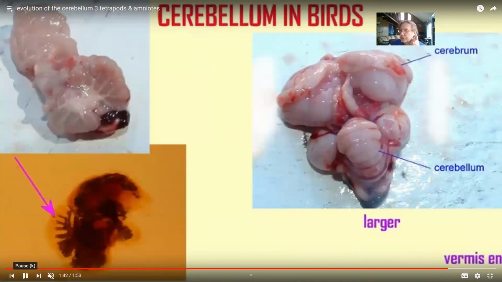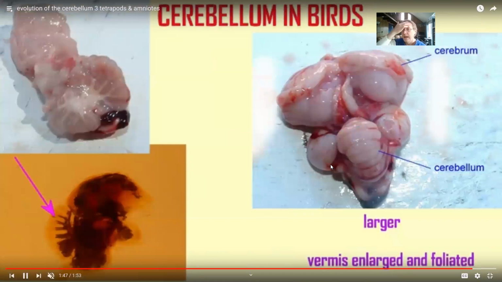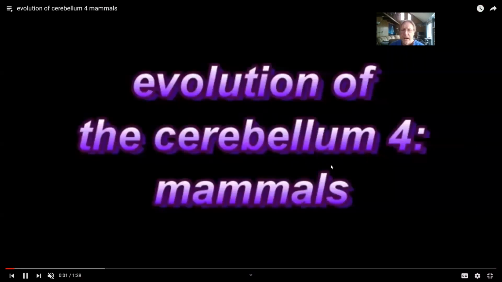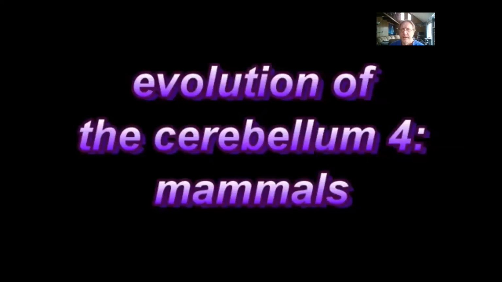Birds have a large cerebellum. It helps in their flight. The vermis is enlarged and foliated. Obviously, flight would require more complex motor commands, et cetera, so it makes sense that there are advances there.